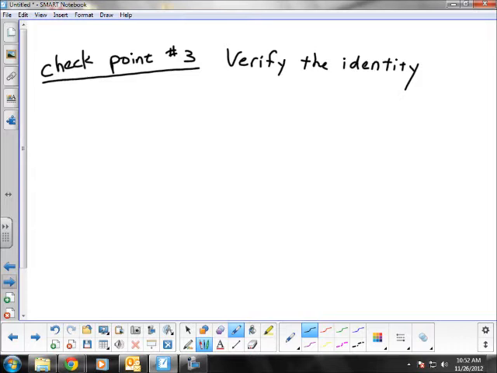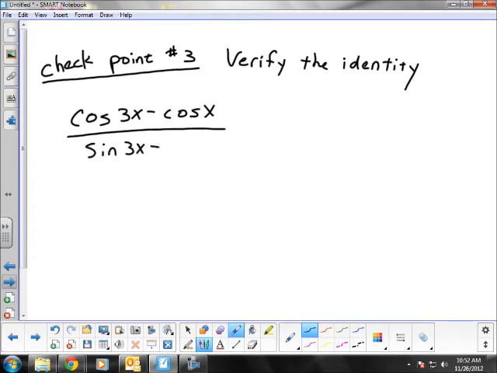Okay, so the identity that they want us to verify is the cosine of 3x minus the cosine of x over the sine of 3x plus the sine of x is equal to a negative tangent of x. Okay, y'all look at that for me, make sure I got that written down right. When you're doing it, make sure you look back and check that you got the thing written down correctly.